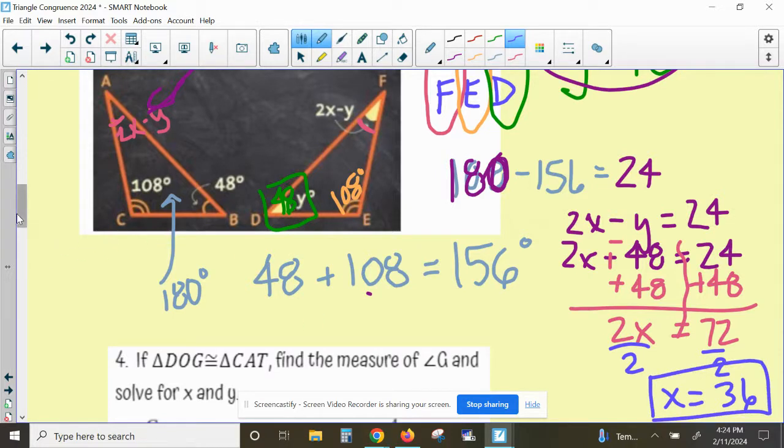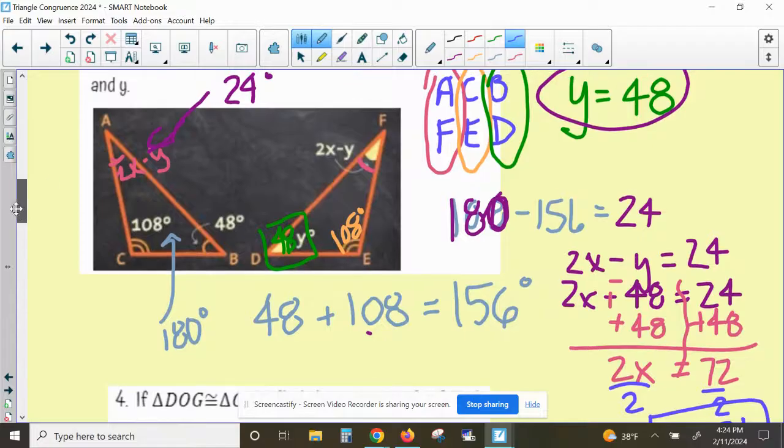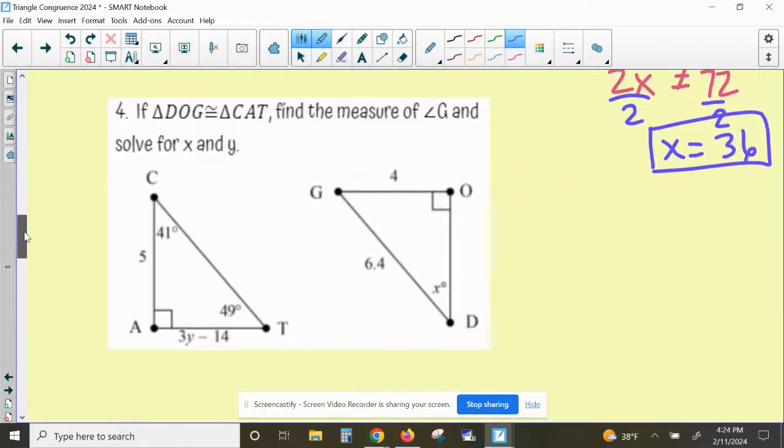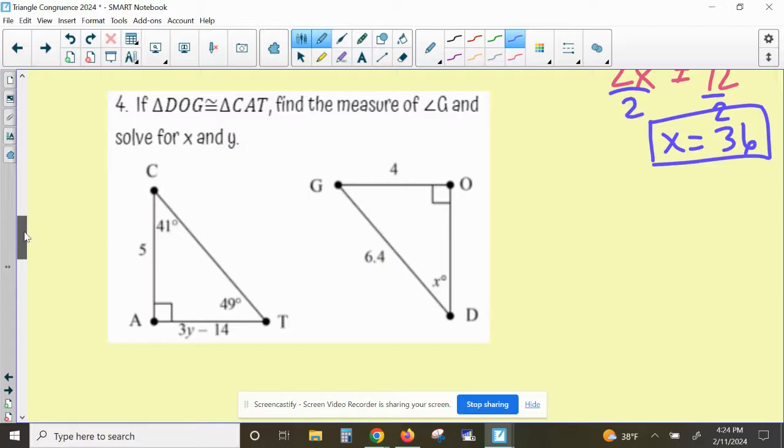And remember, we can even check it by plugging that back in. So we could think in our head 2 times 36, take away 48, and see if we get 24. That's how we would check our work. Okay, number 4 is just like number 1 and number 3. So you're going to have to do that one by yourself. So this is due on your own.